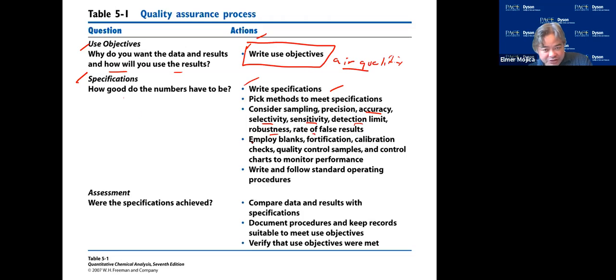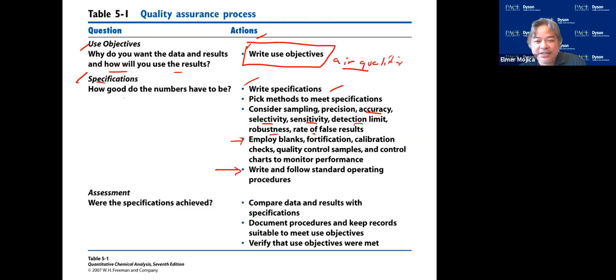In your specification, you also have to include the blanks. Fortification. So fortification, did you add any standards to it? The calibration checks, the quality control samples, and control charts to monitor the performance. Okay, so in specification, usually you write everything there in black and white.